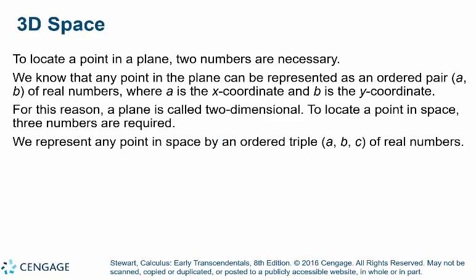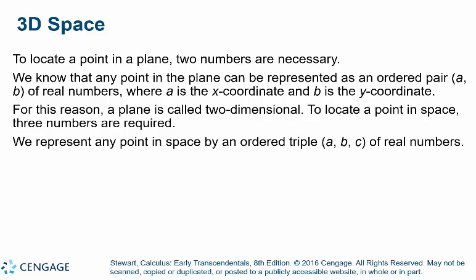So to locate a point in a plane, two numbers are necessary. We know that any point in the plane can be represented by an ordered pair, this (a, b) of real numbers. So think of the a as the x coordinate and b as the y coordinate. You're used to seeing ordered pairs like (2, 5), (2, 3), things like that. For this reason, a plane is called two-dimensional.